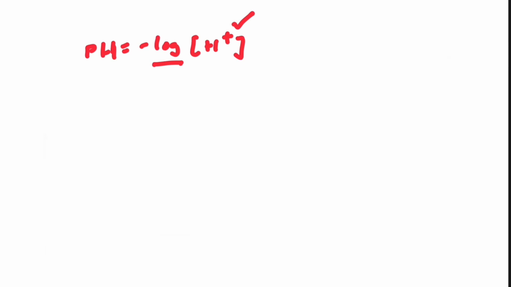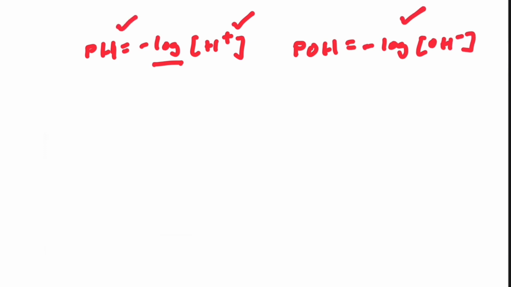But pH is not the only thing that we talk about here. We also talk about pOH. So this is how we measure the concentration of OH minus. So pOH, as you've guessed, will be minus log of OH minus. So this is pH and this is pOH.